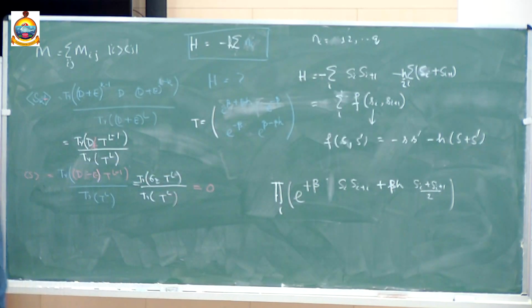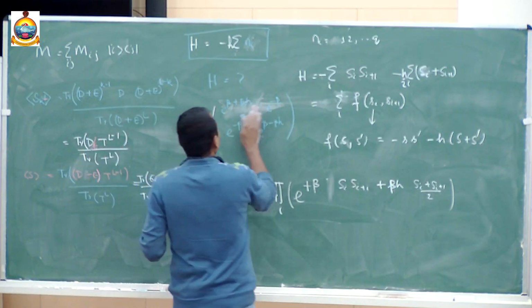Once you know the matrix, use this equation to get D and E and calculate whatever correlations you want to calculate. Pretty clean, right? It's like a back of the envelope calculation. It's not very difficult. You know the transfer matrix, you find this. So let us keep these matrices here.